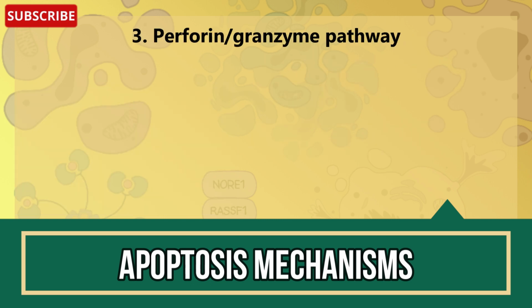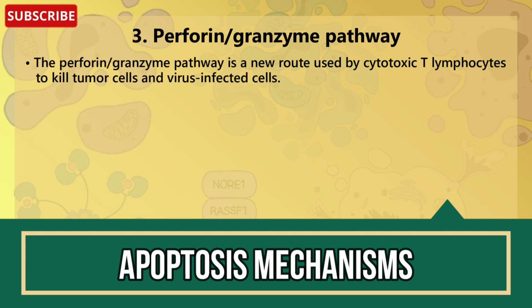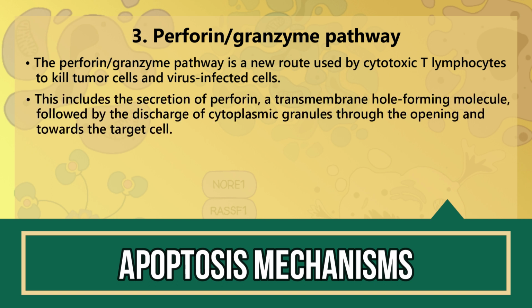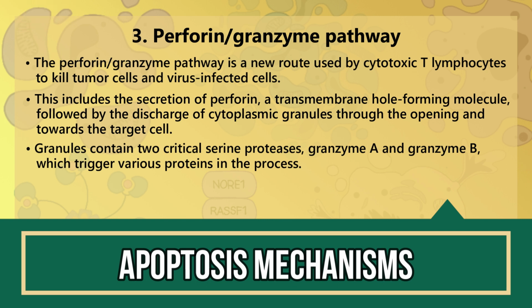Number 3. Perforin granzyme pathway. The perforin granzyme pathway is a route used by cytotoxic T lymphocytes to kill tumor cells and virus-infected cells. This includes the secretion of perforin, a transmembrane hole-forming molecule, followed by discharge of cytoplasmic granules through the opening towards the target cell. Granules contain two critical serine proteases.